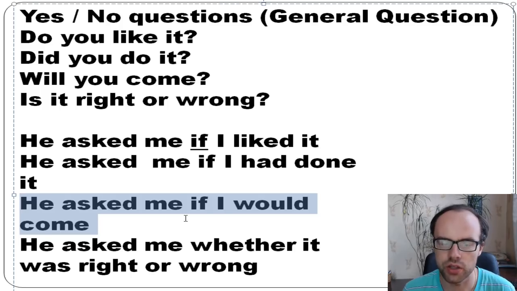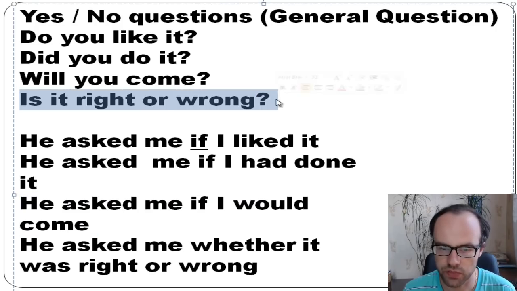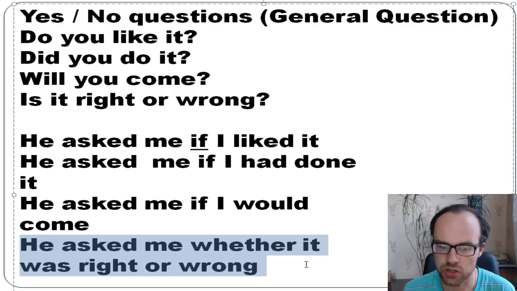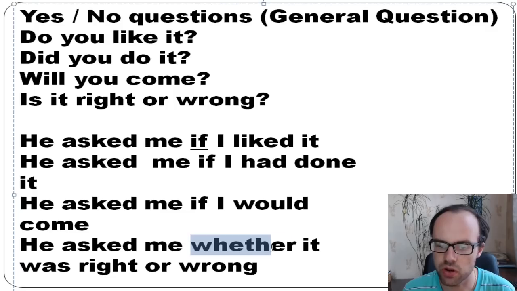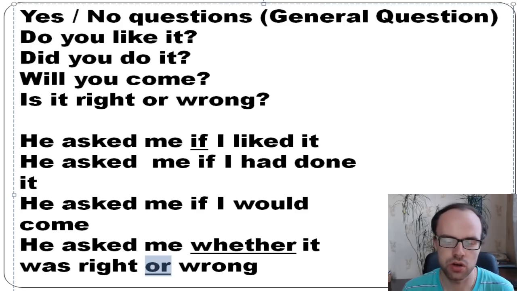Okay? You know that I have one more question for you. "Is it right or wrong?" He asked me whether it was right or wrong. So you know that we use if, but sometimes we use whether. We use whether mostly in cases when we have a choice with or, this or that. So if there is a choice, this or that, native speakers mostly use whether. He asked me whether it was right or wrong. So we are using whether here because of or, because of this choice.